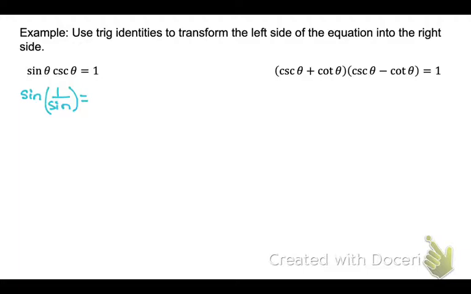Okay, and we don't show our work. We are big kids. We should know that sine and sine reduce, correct? So what does sine times 1 over sine equal? 1. You do not show crossing things off.